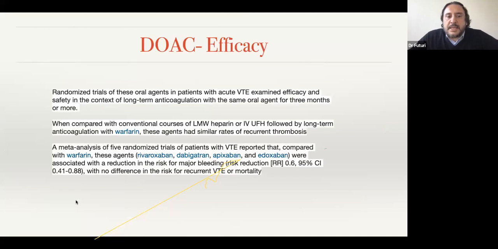So again, a little bit about the efficacy. I think one of the important things is that there has been noted a reduction in the risk for major bleeding. That's been quite important. There hasn't, though, been seen a very significant difference in the risk for recurrent VT and mortality. Certain other cases, by the way, that you cannot use some of the newer agents, or patients with lupus anticoagulants, trials have shown that they do better with warfarin compared to the newer agents.